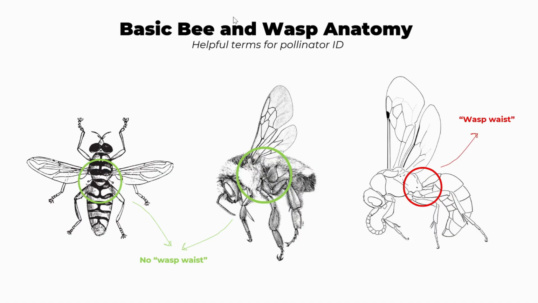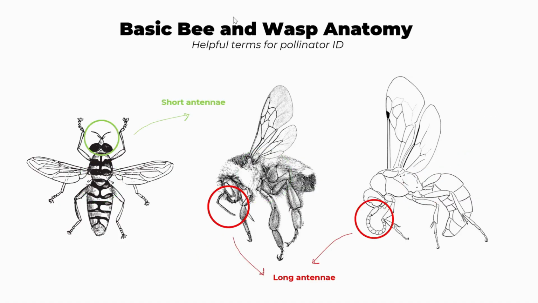In the image on the right, we have a wasp, and wasps will tend to have very narrow waists, and this separation between the abdomen and the thorax is going to be very skinny. In difference with bees and flies, this might be more similar. An extra difference is going to be with the antennae. So the flies will have very, very short antennae, and bees and wasps will have longer antennae.